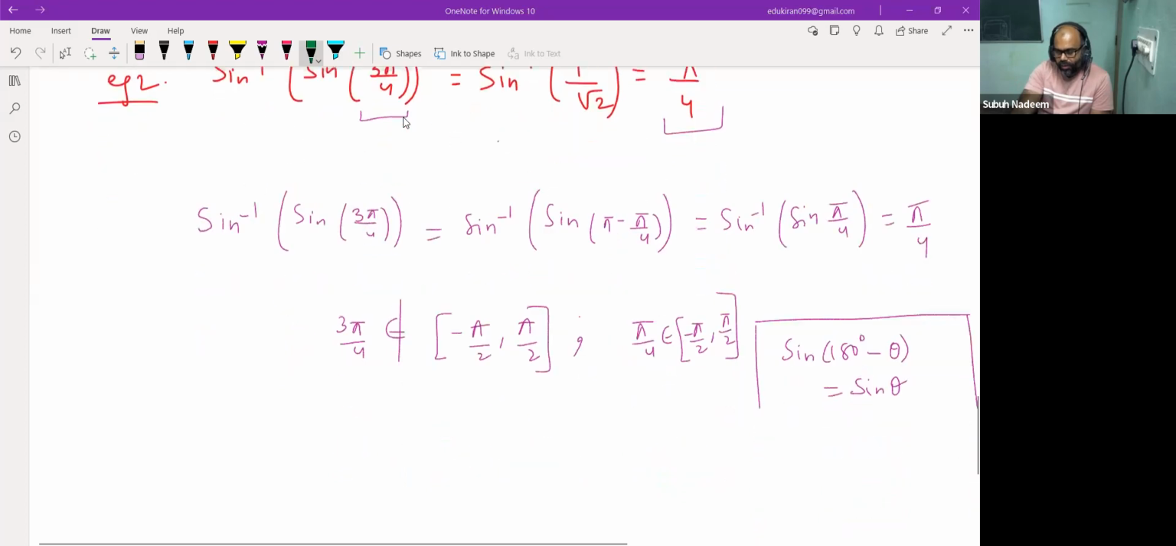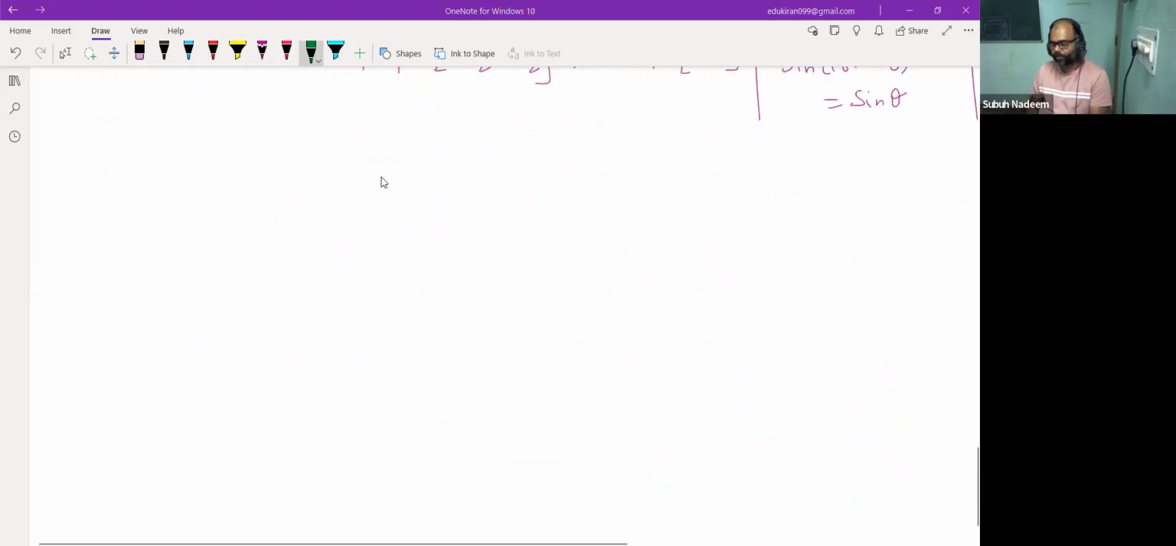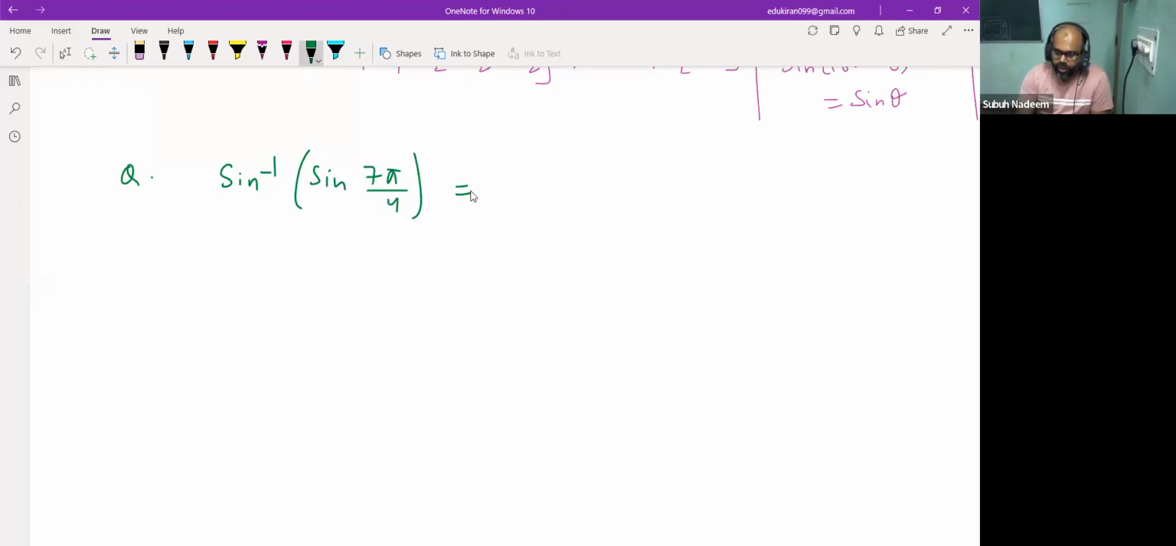Okay, so now if I give you a question here, that sine inverse of sine 7 pi by 4, can you do it by some manipulation using properties and all? Just try this.